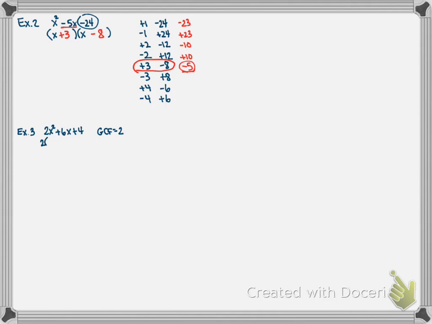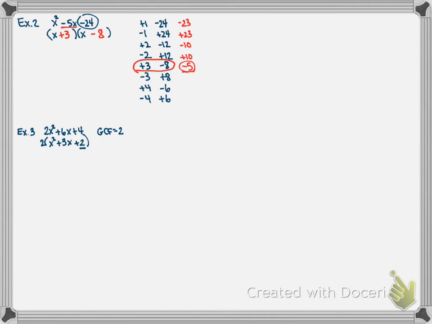2x squared divided by 2 is x squared. 6x divided by 2 is 3x. 4 divided by 2 is 2. Now we're going to look at what's in the parentheses, because that fits the model that we're using, where there's no term in front of the x squared.